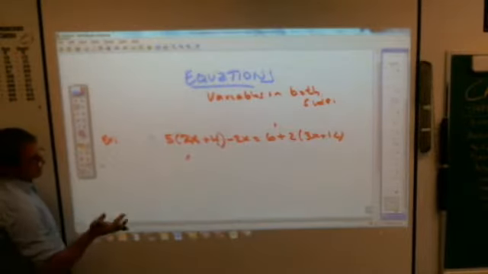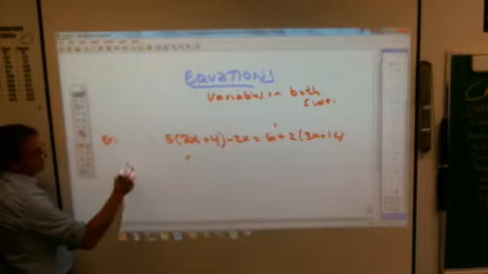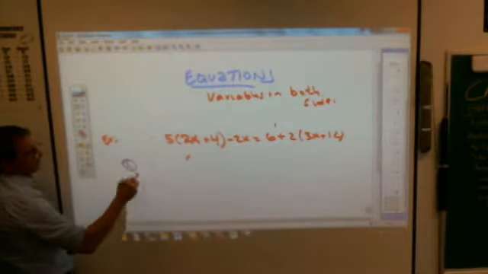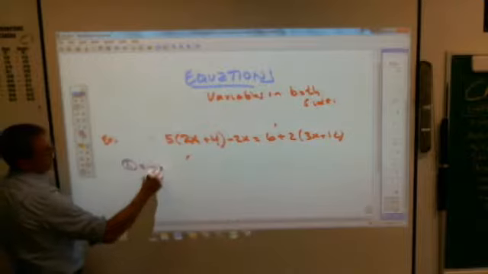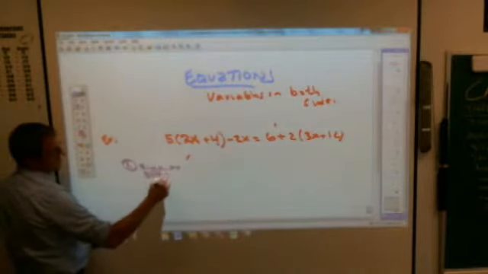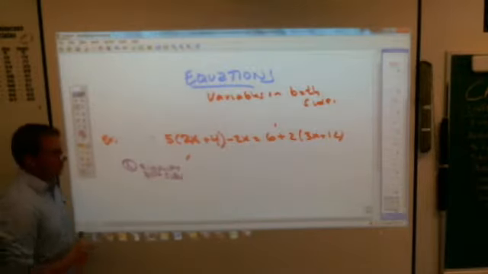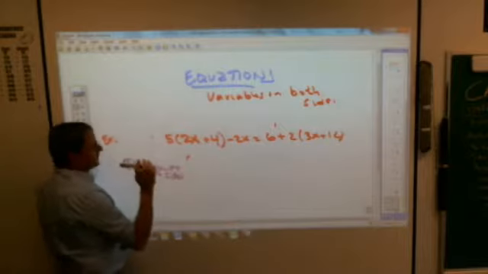Here are the steps that you must see here. Step number 1, anytime you're doing equations, is you need to simplify both sides first. Simplify both sides. If I simplify both sides here, what am I going to do here? Use what property to get rid of what?